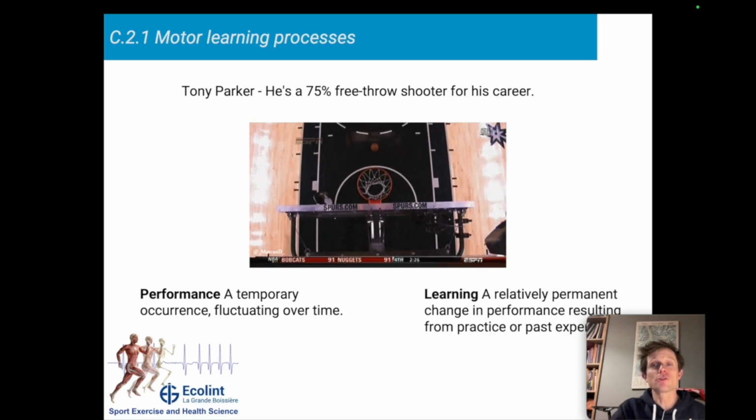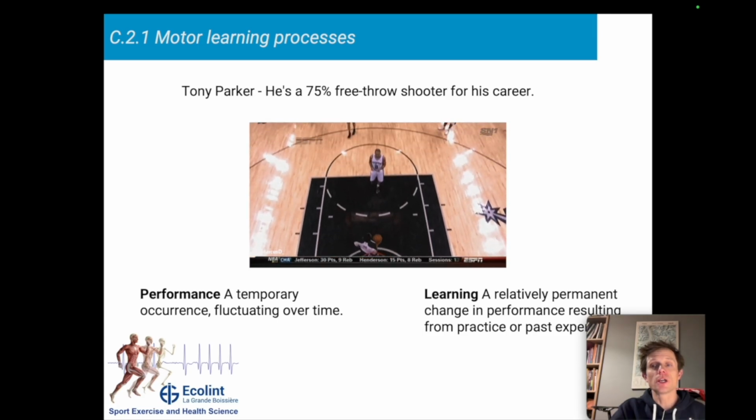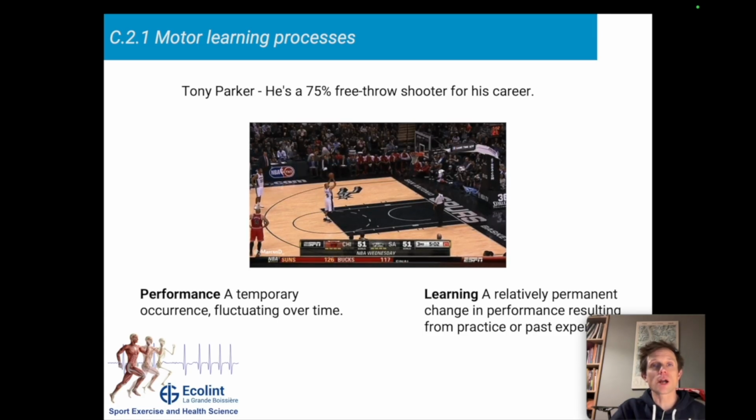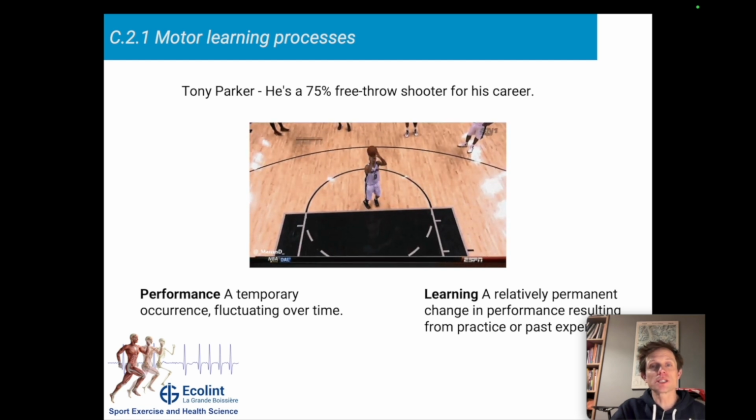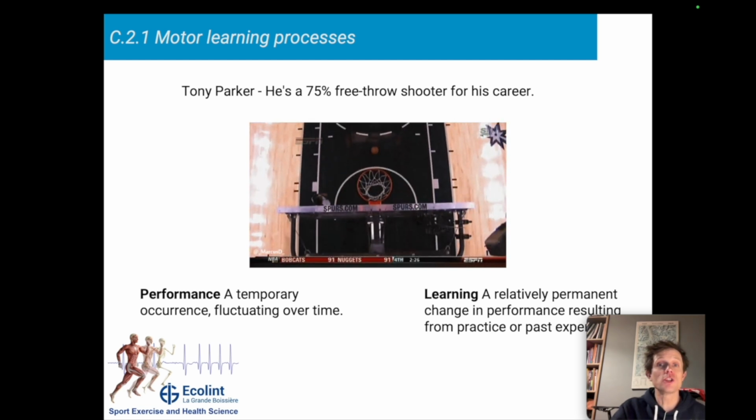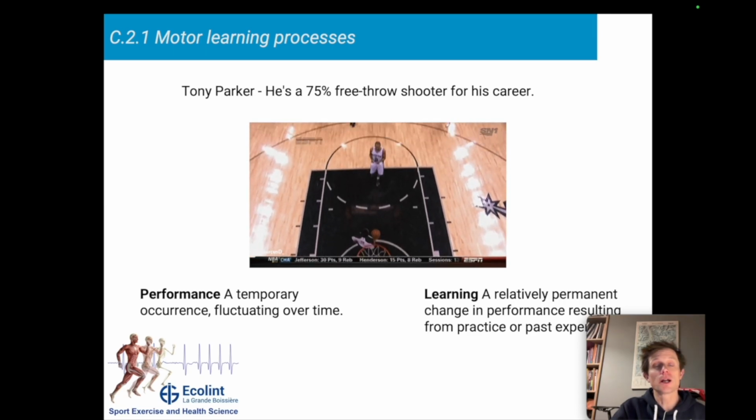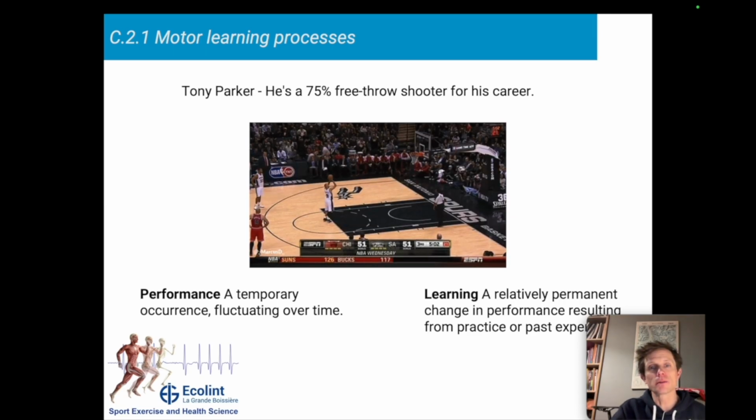Learning, on the other hand, is a relatively permanent change in performance which results from practice and past experiences. So we need to be able to distinguish between the performance which we might use to measure or infer learning and what we actually mean by learning. The two aren't necessarily the same.